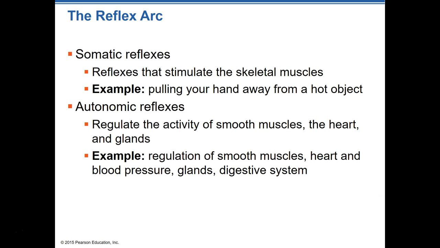There are somatic reflex arcs that work with skeletal muscles, like pulling your hand away from a hot object, and there are autonomic reflexes that regulate the activity of smooth muscles, hearts, and glands, those types of things. So there are different types of reflexes depending on what's going on. And remember, these don't have to have brain involvement. They don't require us to think about it or the brain to actually process it and do something.